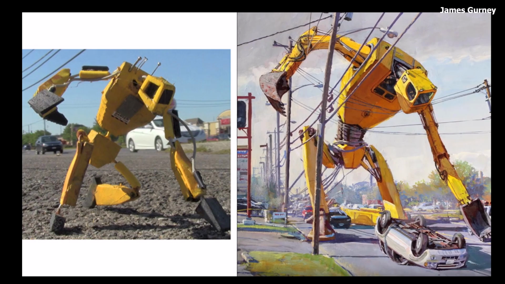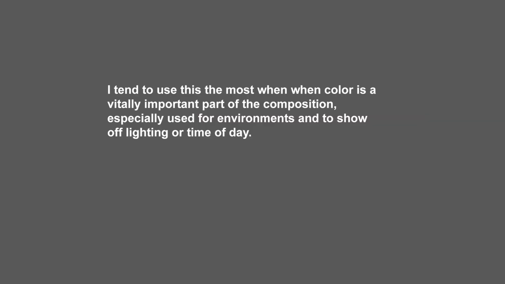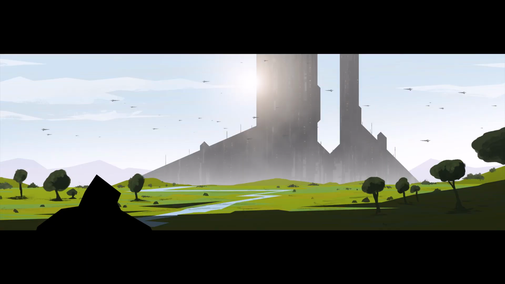So the fourth kind of sketch I want to talk about is the color sketch. The color sketch is something that I tend to use when color is a vital, important part of the composition, especially for environments and to show off lighting or time of day. And again, the idea is you want to keep it simple because you want to shoot a bunch of these things out as quickly as possible and not worry too much about the details.